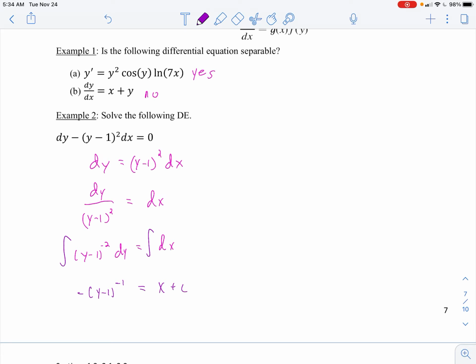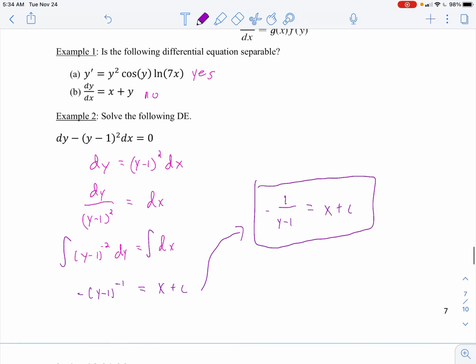Again, that plus c gives us the family of solutions. And there's our solution. We can rewrite this as, if we want to, negative 1 over (y minus 1), putting the negative out in front, is equal to x plus c. And there's our solution to our differential equation. Make that negative just a little bit more visible.